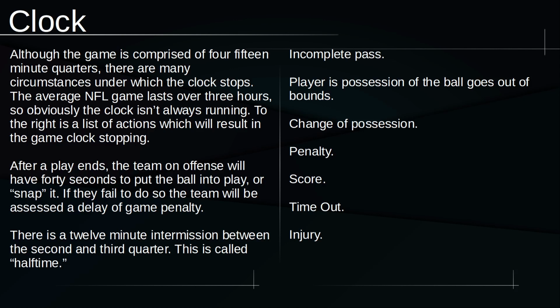So those actions are an incomplete pass, which is a pass by a quarterback that is not intercepted but does not result in a catch by its intended target. If a player in possession of the ball goes out of bounds, if the possession of the ball changes to the other team, if a penalty on the field occurs, if either team scores, if a coach calls a timeout, or if there is an injury. Those are the most common reasons that the game clock will stop.